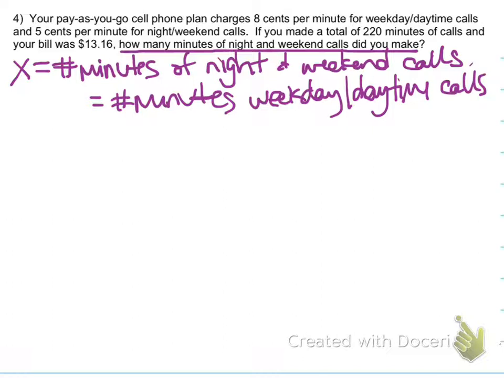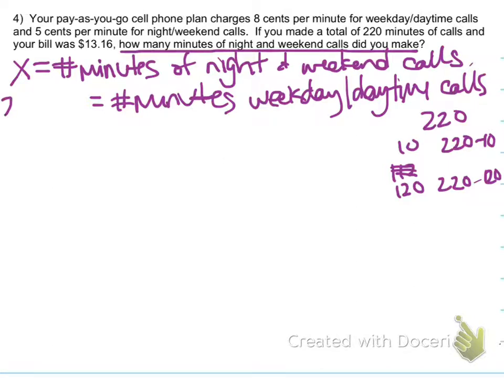Well, remember when I went over this in class, if I have a total of 220 minutes, if 10 of those minutes are night calls, then 220 minus 10 is going to be the number of daytime calls. If I have 120 night calls, then 220 minus 120, or 100, would be the number of daytime calls. So in terms of x, if x is the number of night and weekend calls, then 220, the total number, minus the number that I've used up at night, what's left is going to be my daytime calls.